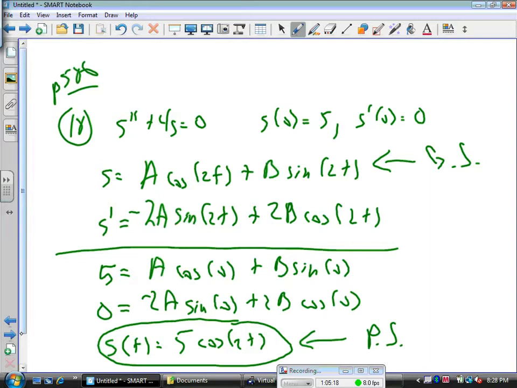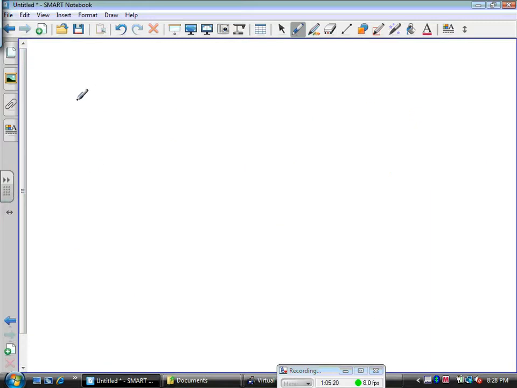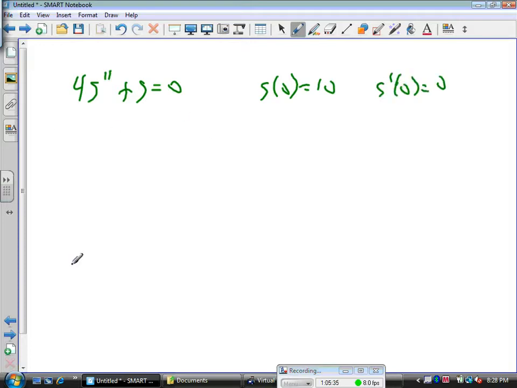What's the second one in 18? Let's try that. The second 18 says 4s double prime plus s equals 0, and s of 0 is 10, and s prime of 0 is 0. Okay. Now who's omega?